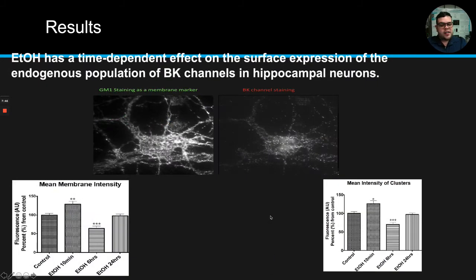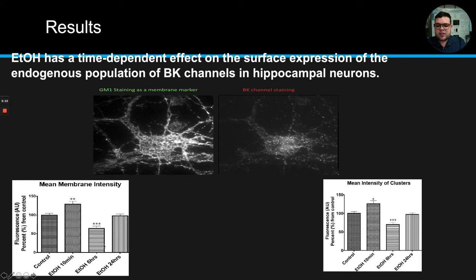And then we went ahead and did the same protocol, but this time for endogenous surface expression of this population of the BK channel. We did our TIRF imaging here. As you can see, the BK channel staining, and because we're working here with an endogenous population, we don't have a way of telling if this is Streck's or zero. So here we are working with all the isoforms that the neurons have to offer.